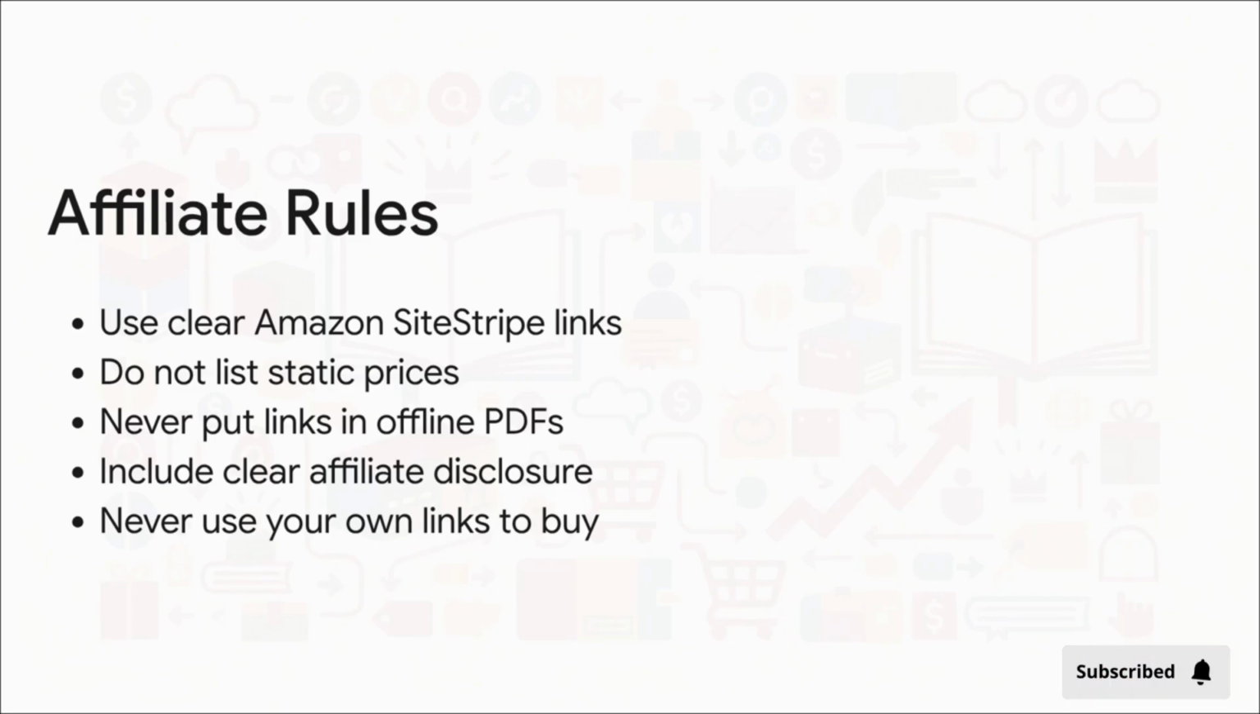You cannot list static prices in your articles. Amazon's prices fluctuate daily, right? So listing an outdated price ruins the customer experience, meaning you must use an API tool to auto-update them. Never, ever place links in offline materials like PDFs or private emails. And always include a clear disclosure telling your audience you earn a commission.